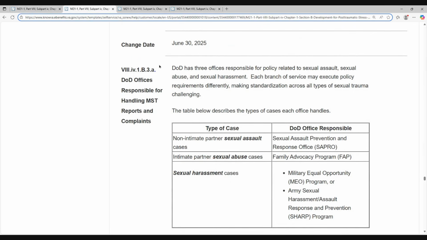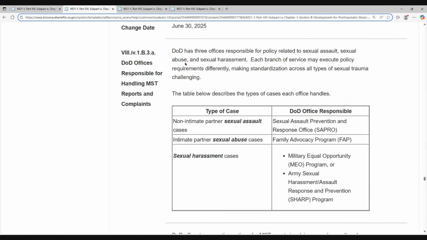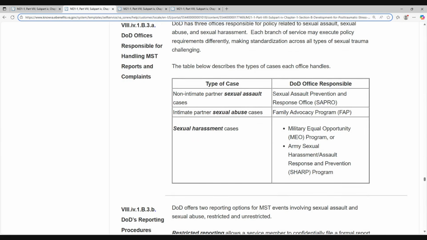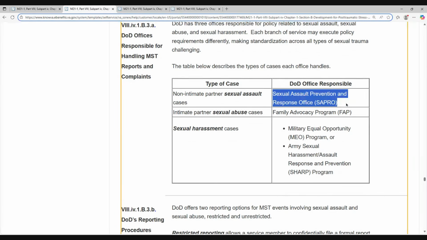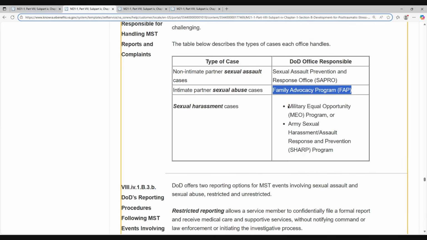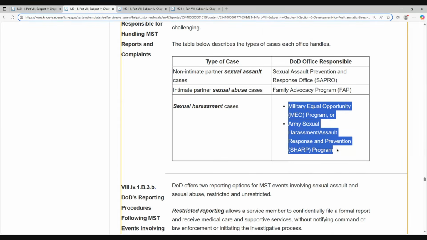So actually, hold on. Before we do that, I do want to cover some of the objective documentation by the DoD. If you're looking through your records, these are the names of the offices that you would want to make sure you focus on searching for records from.